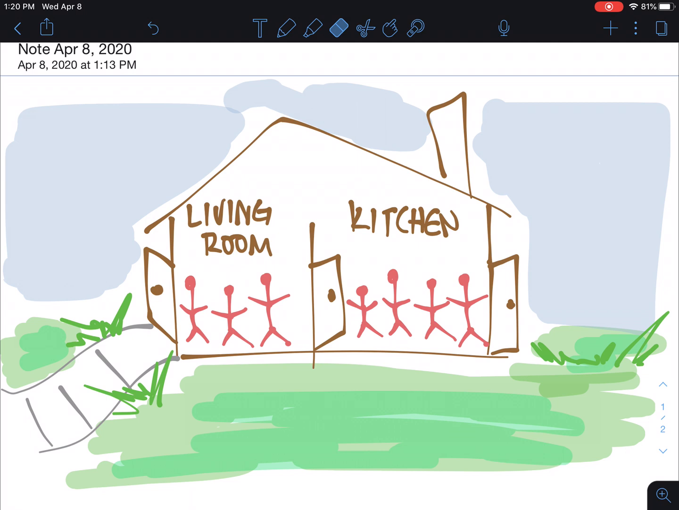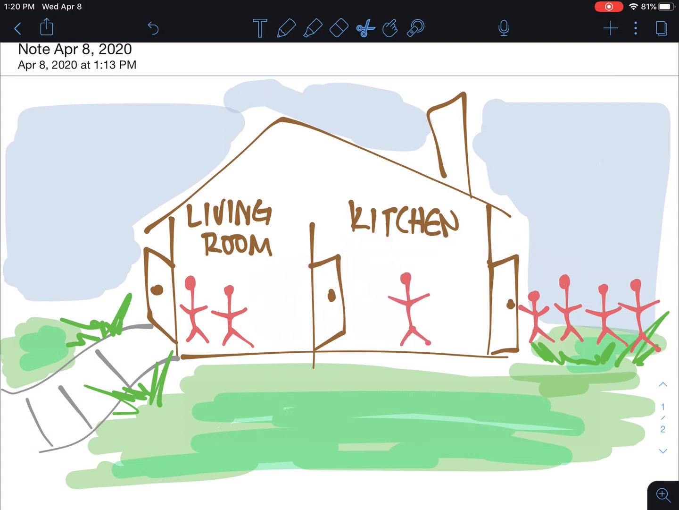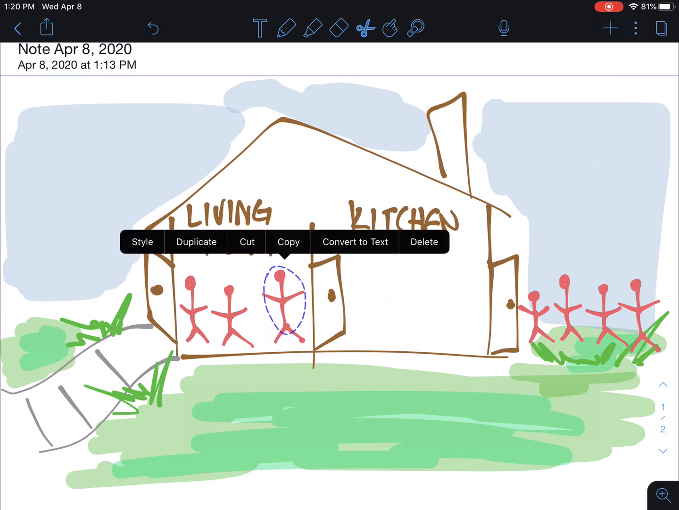We could also have people in the kitchen, maybe they're going out to the backyard for something, and if they leave, or we remove people from that side of the house, then we might have a person or two migrate from the living room to the kitchen to restore that balance.